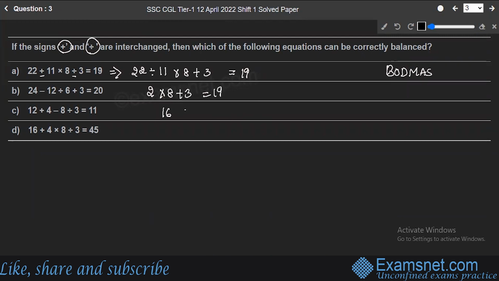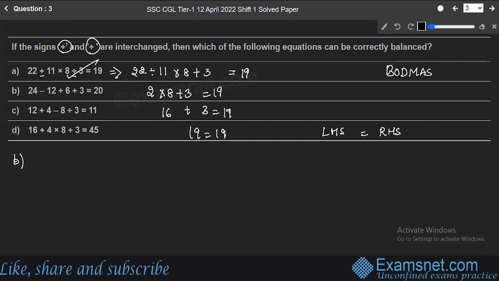This is 16 plus 3 should be equal to 19. 19 is equal to 19. So here LHS and RHS are equal. So this is our answer. But still, let's check the rest of the options also.